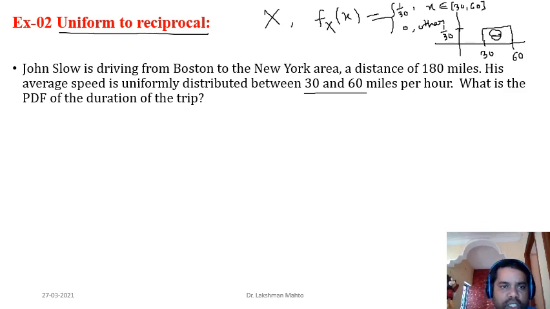So the question is something like this: John Slow is driving from Boston to New York area, a distance of 180 miles. Remember the distance is 180 miles. His average speed is uniformly distributed between 30 to 60 miles per hour. Sorry, a speed. So here x is a speed, not distance, miles per hour. What is the PDF of the duration? So we have to find the PDF of duration.